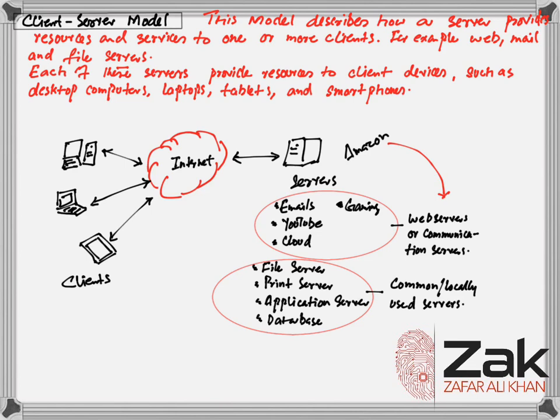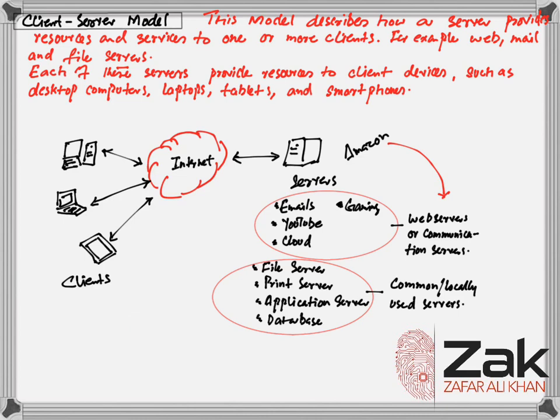Mostly there are servers which are available freely to the masses from these companies, and these servers are like the email server, YouTube server, cloud for saving our files, and gaming servers. These servers are kept somewhere which we just access. We have no idea where these servers are placed and parked. These are called web servers or communication servers.